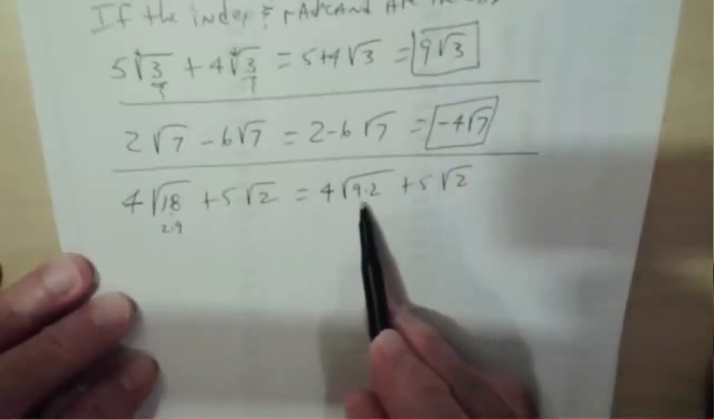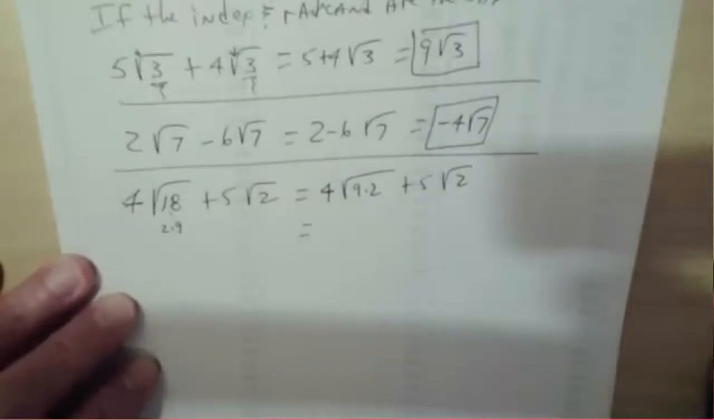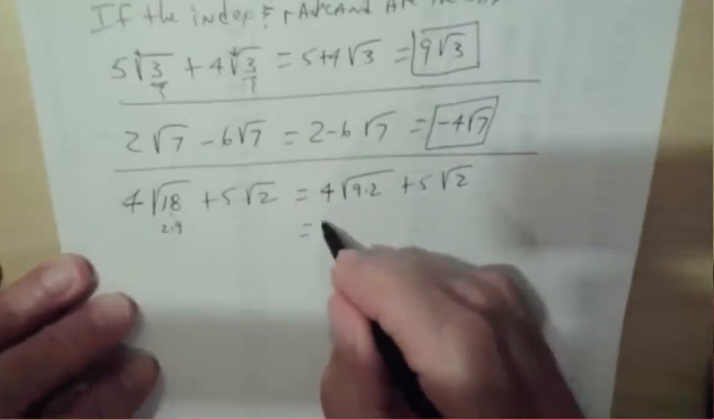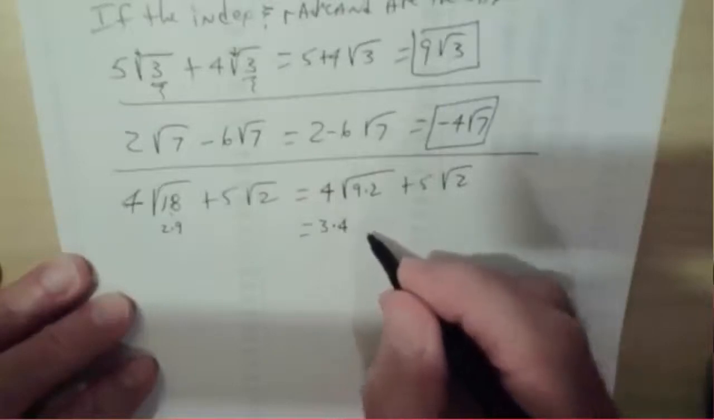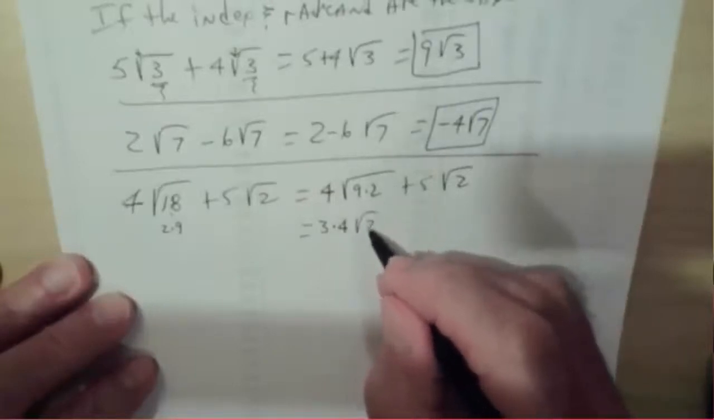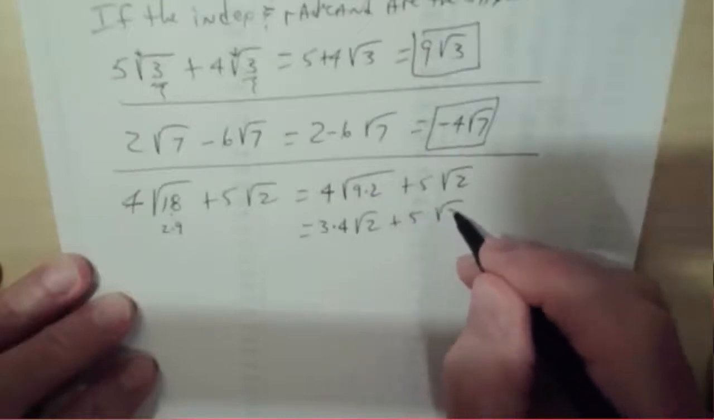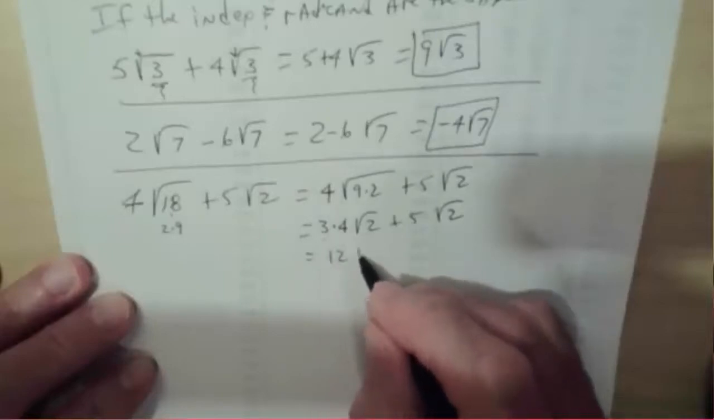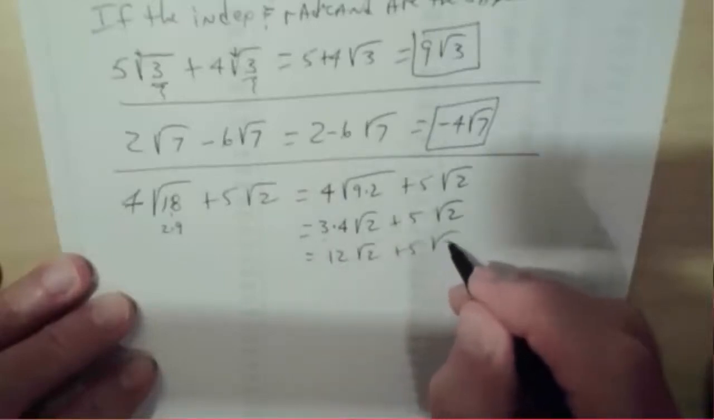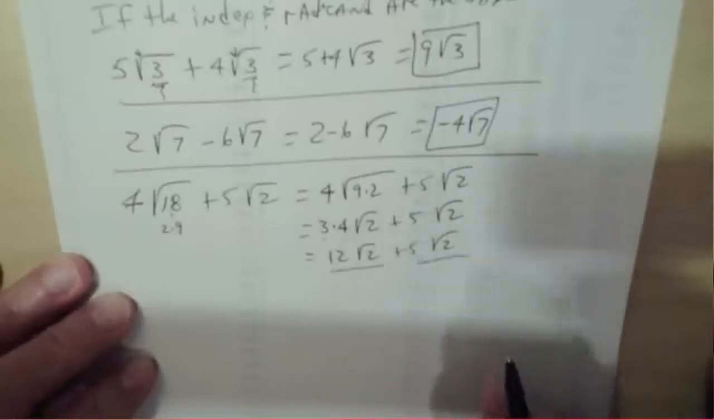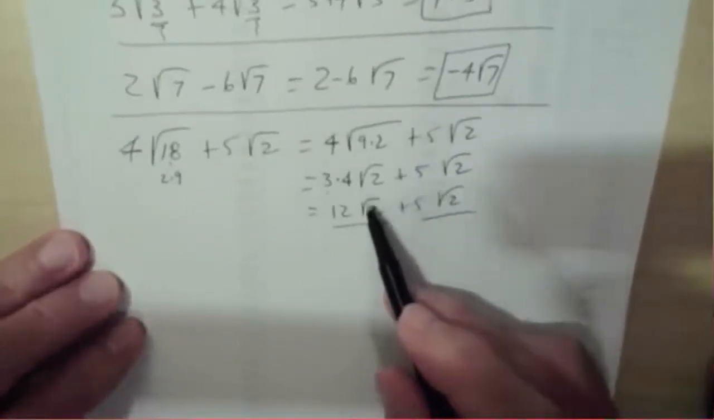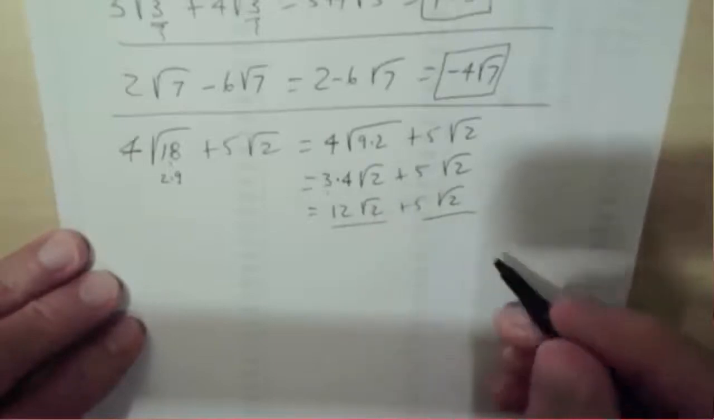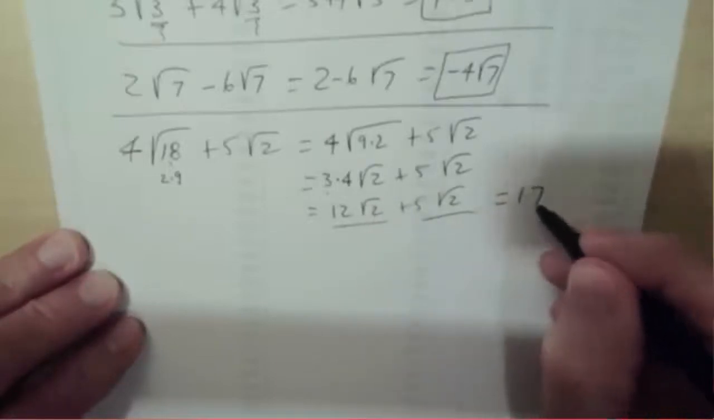Now look, this is 4 times this. So the square root of 9 we know is 3. So it's 3 times 4, right? Square root 2 plus 5 times the square root of 2. Now this is 3 times 4 is 12 square root 2 plus 5 square root 2. Are these like terms? Yes. The indexes are the same and the radicands are the same. So this is, what is it, 17 square root 2.